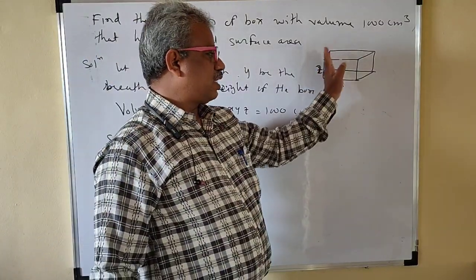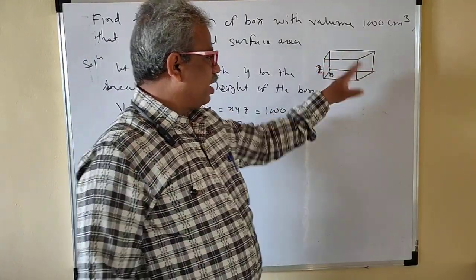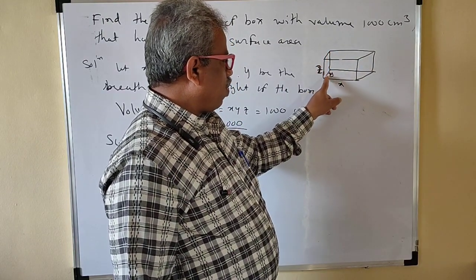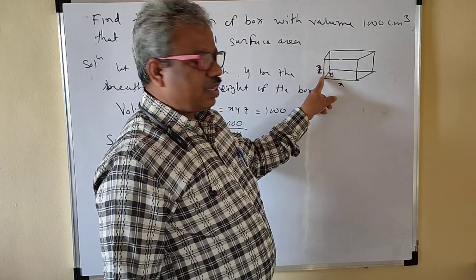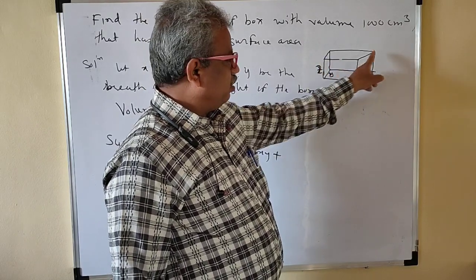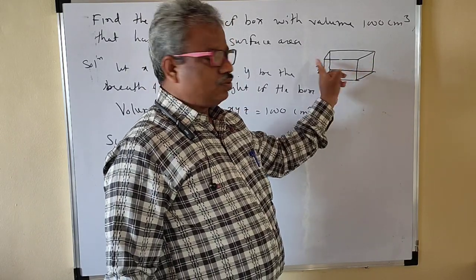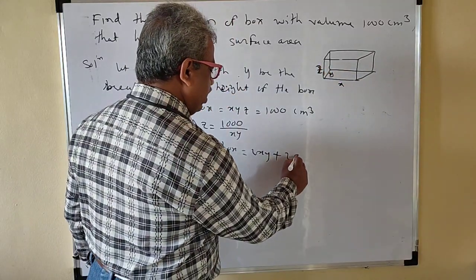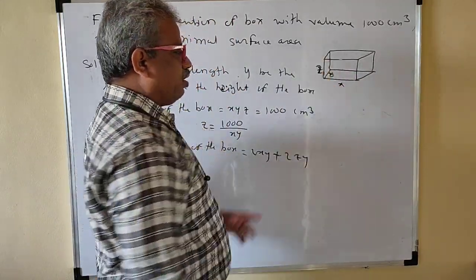Now we'll see the sides of the box, right? For this side, the dimensions of the rectangle are y and z. The other side is also the same. So this is zy, and together twice zy.